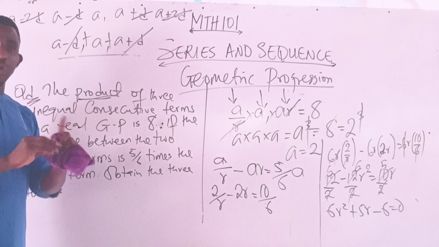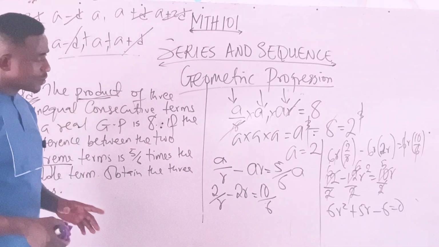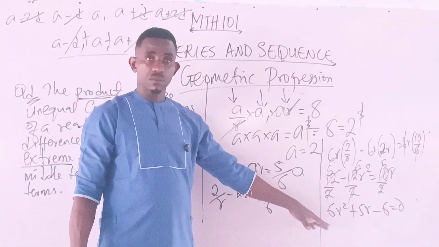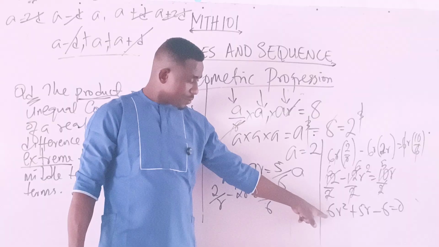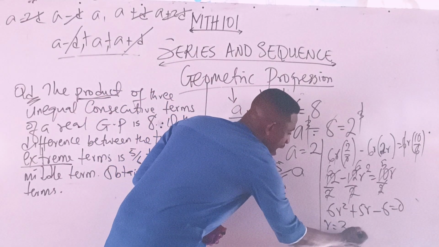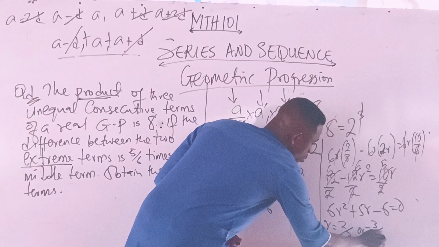Once you are able to get your R, you are good to go. Mode 5, 3. Then press mode 5, 3. R is what? 2 over 3 and minus 3 over 2. Good.